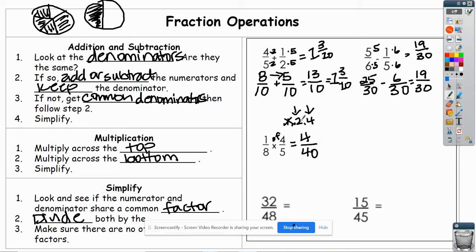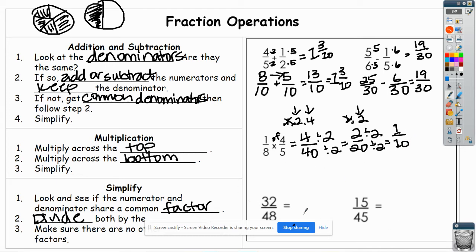Now, if you use 2, it's fine. We can divide the top and the bottom by 2, and we'll get 2 over 20. But then we're going to have to do this whole process again because 2 and 20 have another common factor, which is 2. If you had just gone ahead and divided by 4 to begin with, you would have gotten your answer 1/10 much quicker, okay? But 1/8 of 4/5 is 1/10. If you take 1/8 of 4/5, you get 1/10.